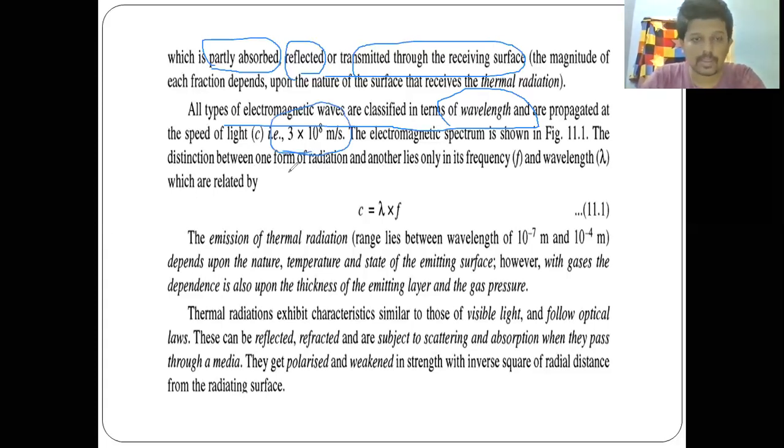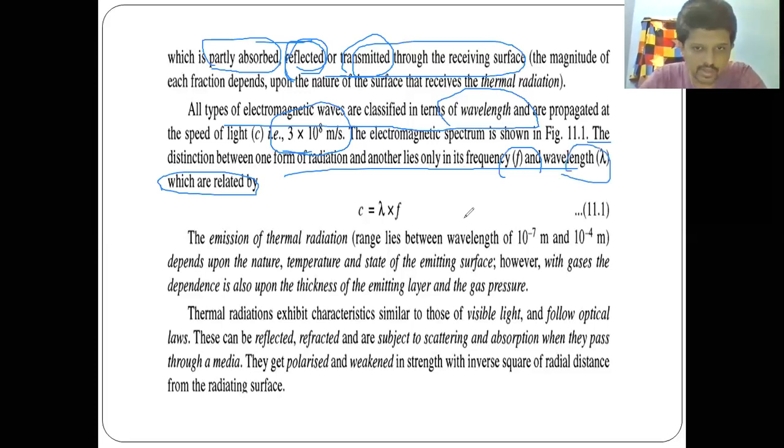Now, the distinction between one form of radiation and another lies in the frequency and wavelength, because every radiation changes. As I said, some radiation can be partly absorbed, some can be reflected, some can be transmitted. So there are different types of radiations. The difference between each form of radiation can be made using the frequency and the wavelength.